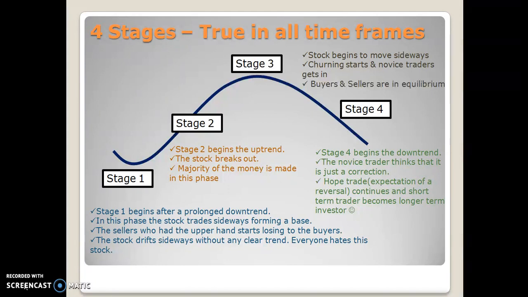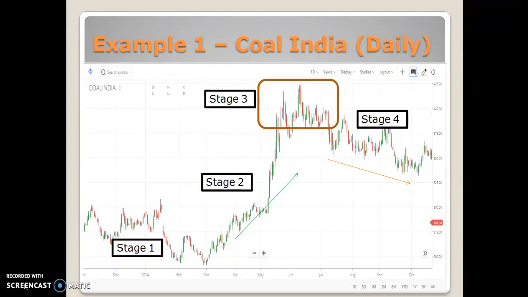Now, I will show you a few examples of these four stages in monthly, weekly and daily charts. The first example is a daily chart of Coal India. See how in stage 1 the stock price is consolidating, moving sideways with a downward bias. This is the phase I'm referring to.